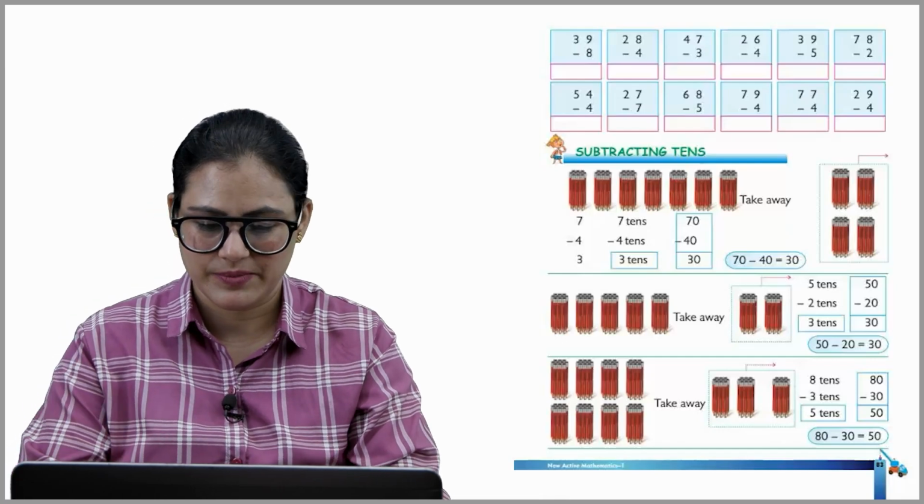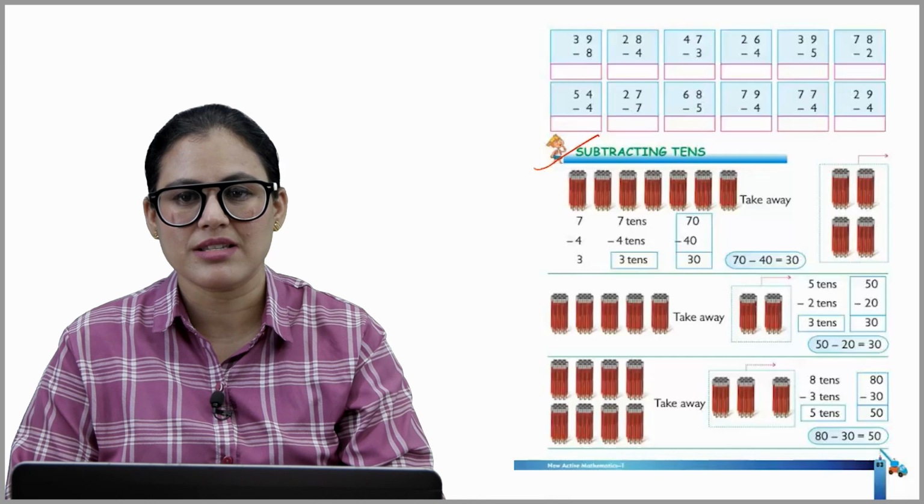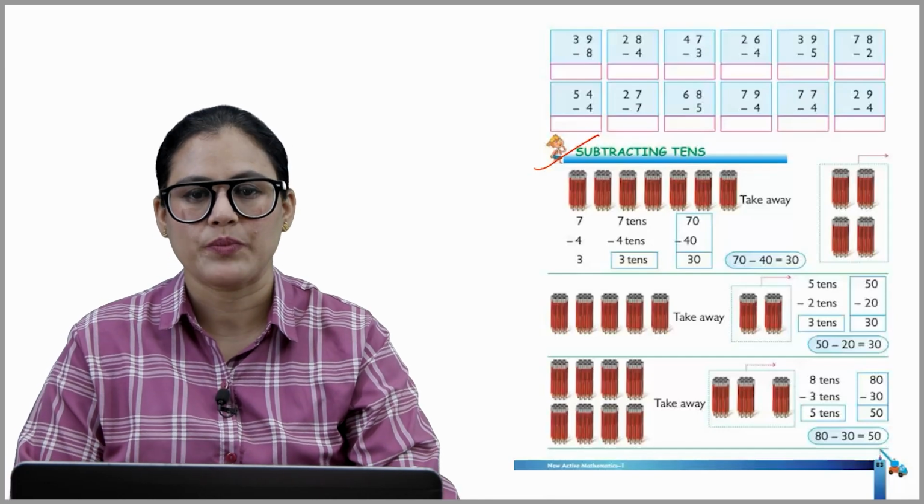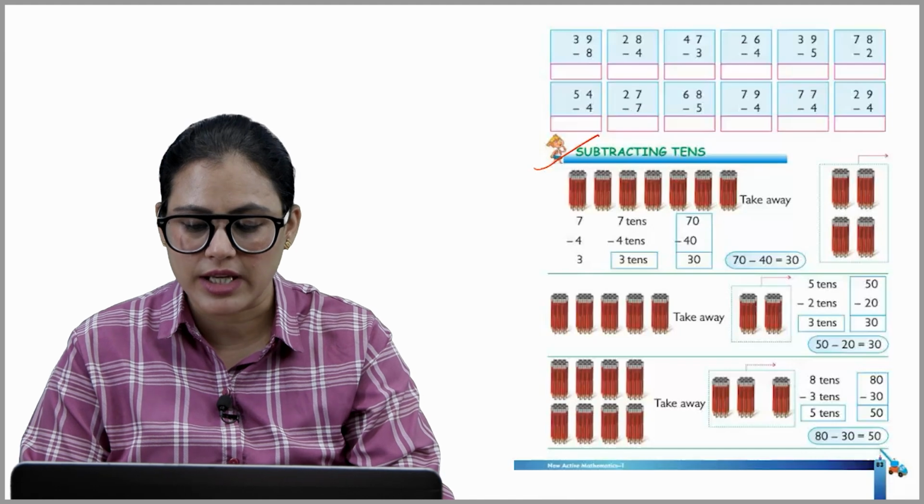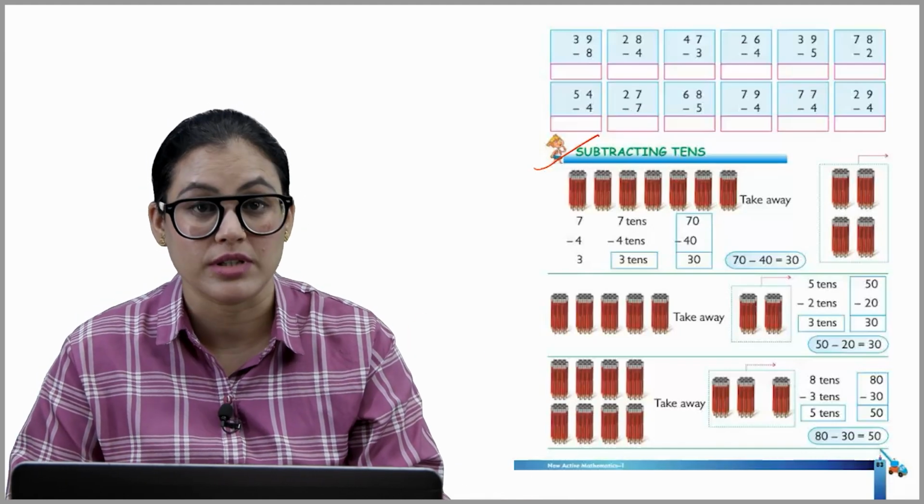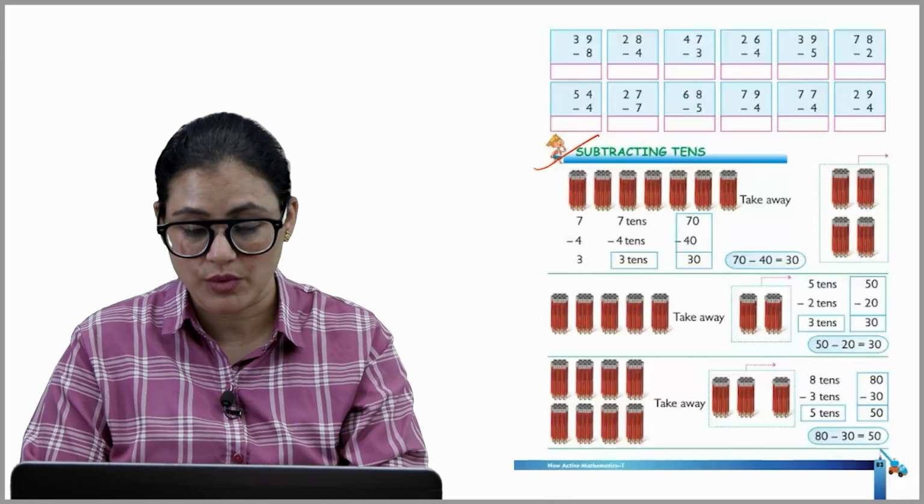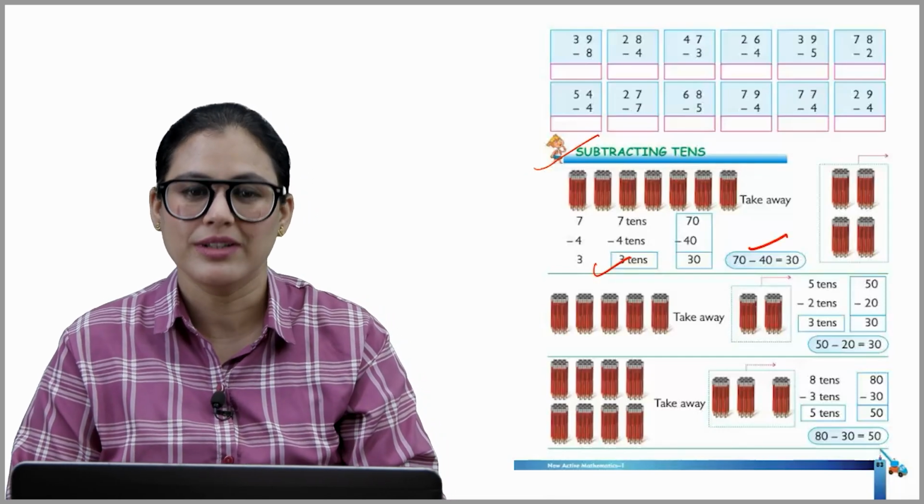Subtracting tens. 7 tens minus 4 tens means, see, 7 tens and we have taken away 4 tens. That means 70 minus 40 is equals to 30, or 7 tens minus 4 tens is equals to 3 tens. See, 70 minus 40 is equals to 30.